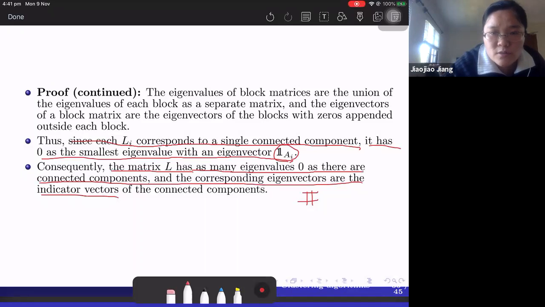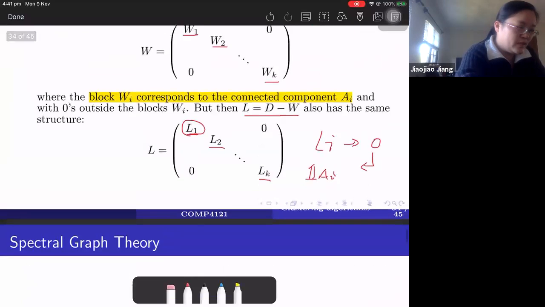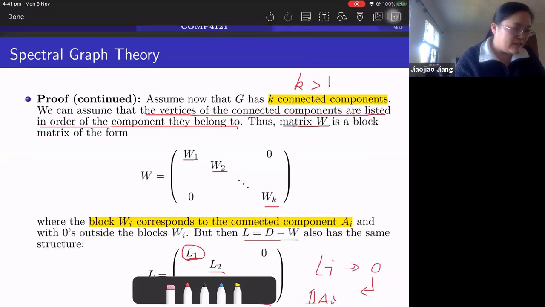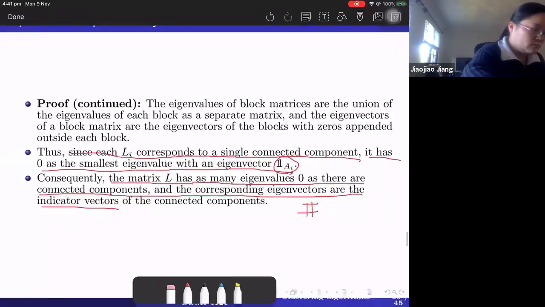Okay, we got a question. Are W1, W2, WK square matrices? Yeah, because each Wi corresponds to the corresponding component. Different components may have different numbers of nodes in them, right? So they are square matrices with different sizes. Correct. Any other questions? Okay, let's move on.